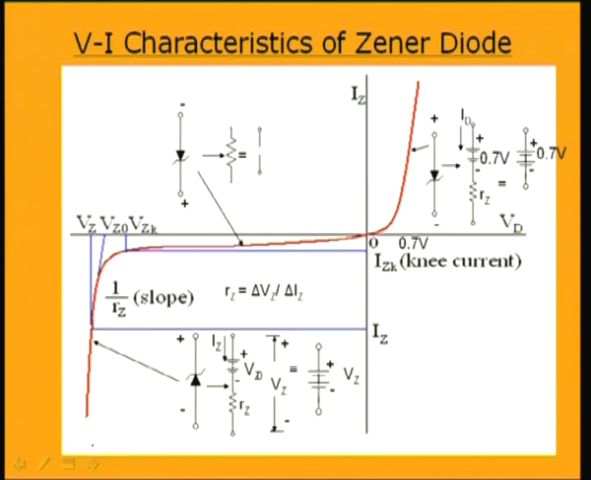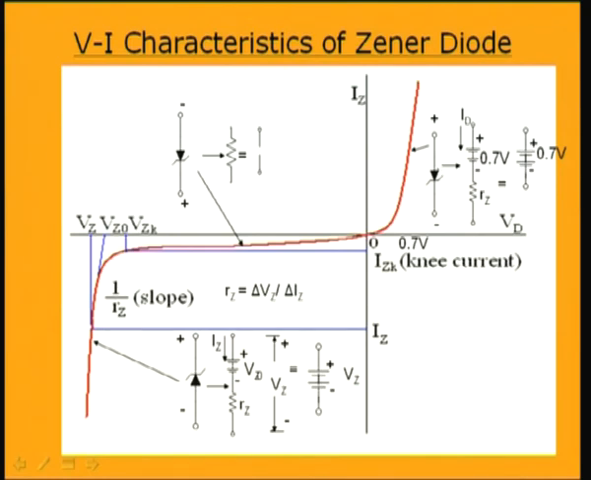So, if we consider now the VI characteristic of the Zener diode, in the forward region you see that the current versus voltage is like a normal diode. So, in this region we can equivalently express the Zener diode by a source of 0.7 volt across this diode, which is due to the threshold voltage, and the resistance of the diode, which is very small in the forward bias condition.